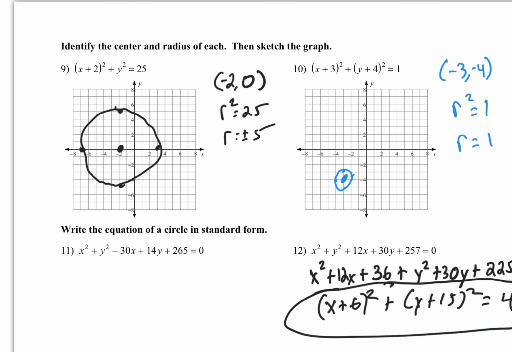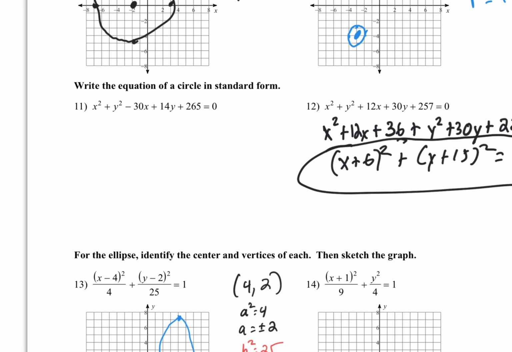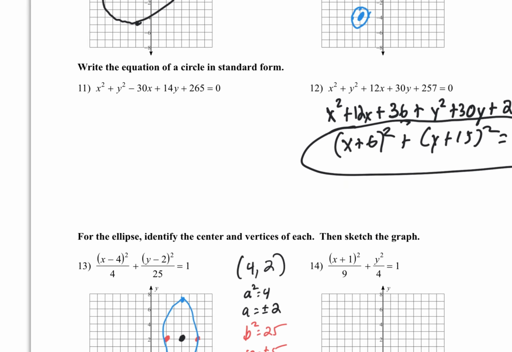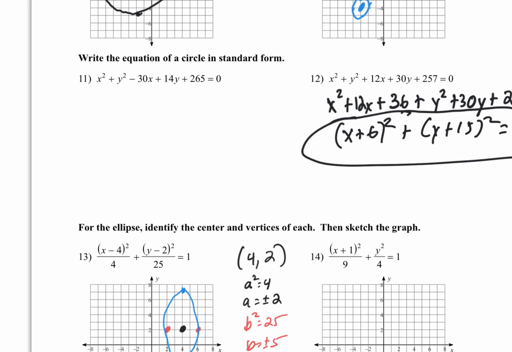Not bad. Not bad at all. Okay, so let's complete the square. So let's write an equation of a circle in standard form. And do number 11. X squared plus y squared minus 30x plus 14y plus 265 equals 0.